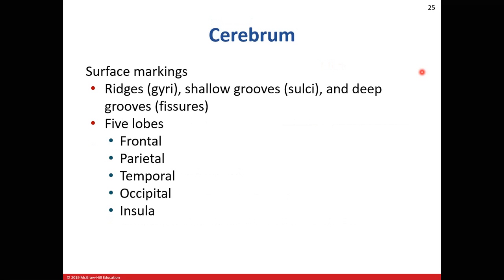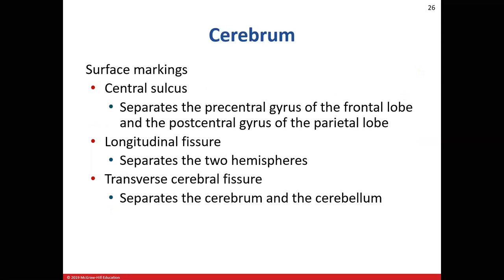As we look further into the cerebrum, we look at some of those surface markings. Now, we've talked about the ridges, which are known as gyri, and we talked about the shallow grooves, which we know as sulci. We also did talk about fissures, which are the deep grooves. And then we touched on the five lobes: the frontal, the parietal, the temporal, the occipital, and the insula. So some of our specific surface markings are going to involve our sulci, our fissures, and our gyri.